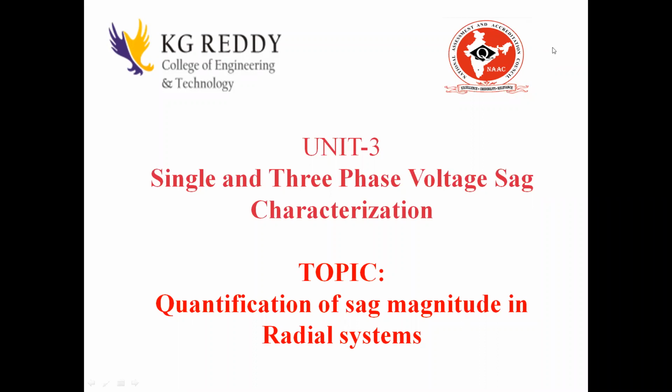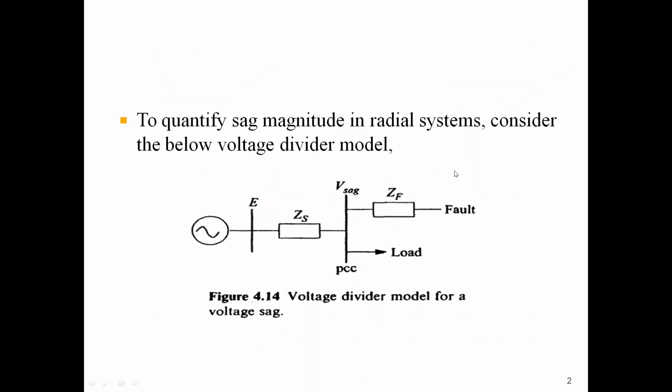Today we are going to see how to quantify the voltage sag magnitude in a radial system. In order to quantify, we need to first draw the equivalent circuit or obtain the equivalent model. For simplicity, we are assuming a voltage divider model for the single phase system.